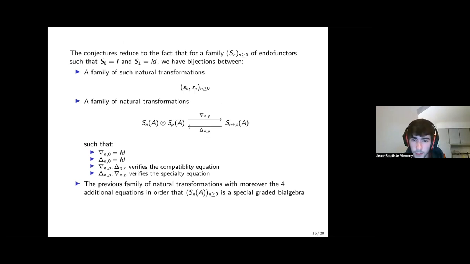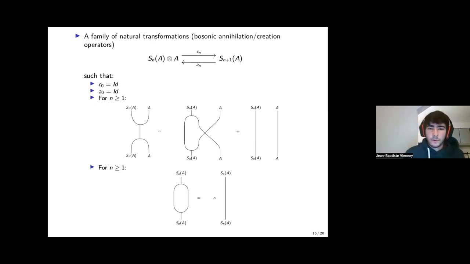I suppose that it's equivalent to add to these four axioms the associativity, co-associativity, commutativity, co-commutativity, as I said before. I suppose also that we have another characterization in terms of what is known in physics as annihilation and creation bosonic operators.